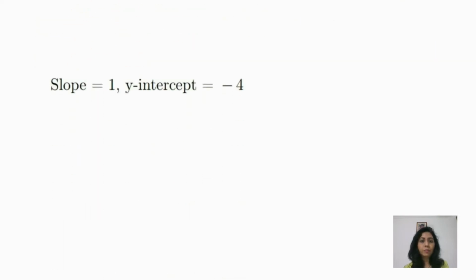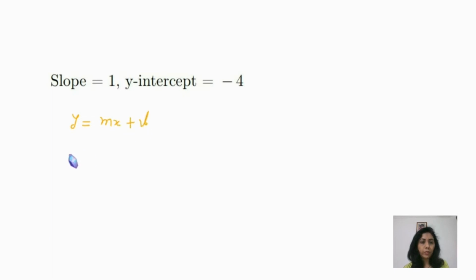Very simple. Here is the second question. Again write the slope-intercept form, y = mx + b. What is the m value? What is the slope? m means slope, which is 1. What is the b value? The y-intercept, minus 4. We can simplify and write the final answer: 1 times x, plus minus 4. And this is the answer.